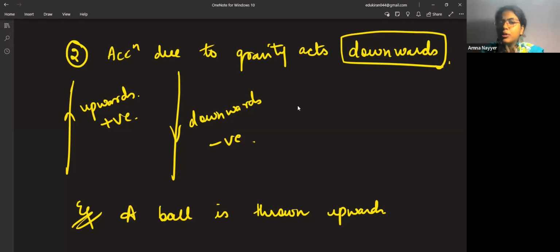Suppose I have chosen upwards as positive. This is just an example. Upwards as positive, and downwards as negative. Fine, this is what I have chosen. So all the quantities in the question which act upwards will be positive for me, and whatever quantities are acting downwards will be negative for me. So when I have to consider g, that is acceleration due to gravity, I'll put a negative sign in the formula itself. This you have to keep in mind when you're solving.